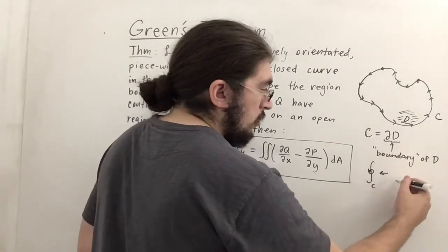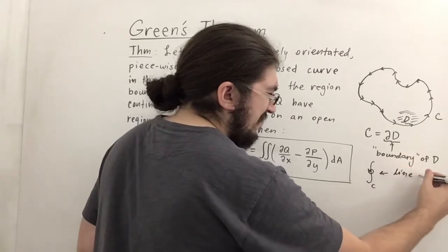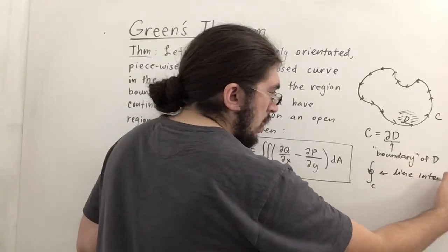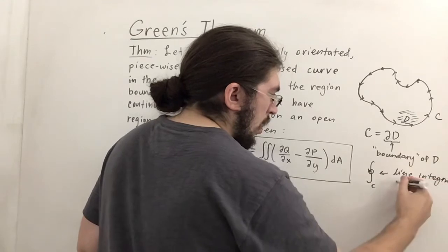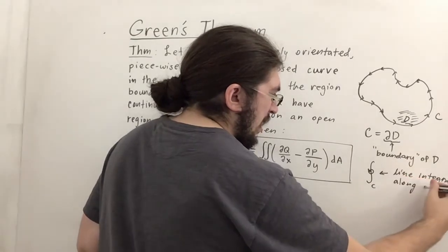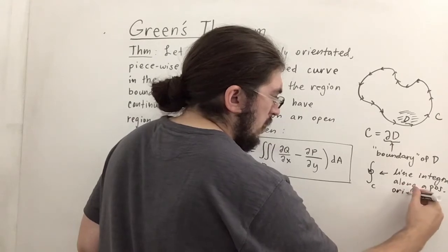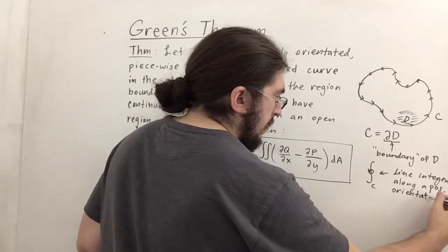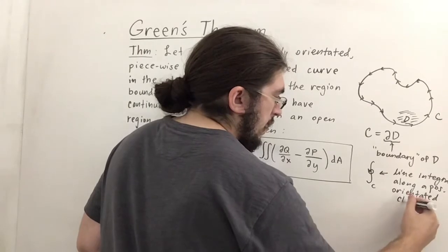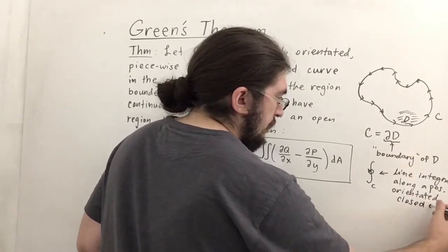So this describes a line integral along a positively oriented closed curve. That's all that means.